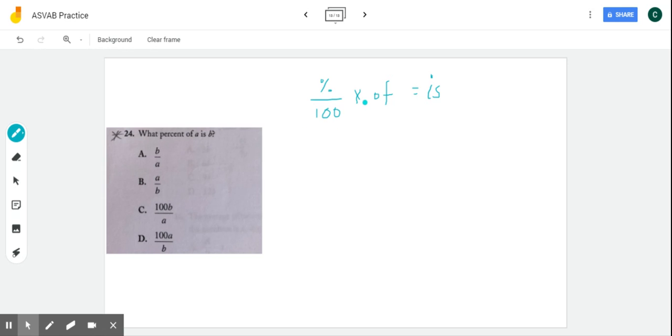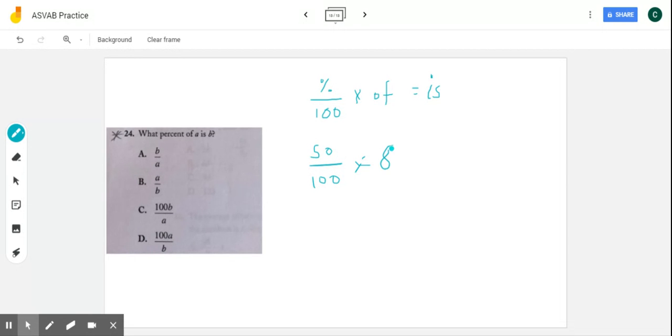So "of" usually means multiply a number, and then "equals" is "is." Any percent problem, you could use this formula and fill in the blanks. And again, I just have divided by 100 here to get the percent as a decimal. So in my example, if I had 50% of 8, I would do 50 divided by 100 times 8.